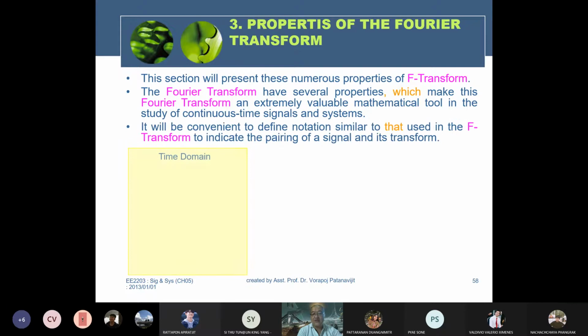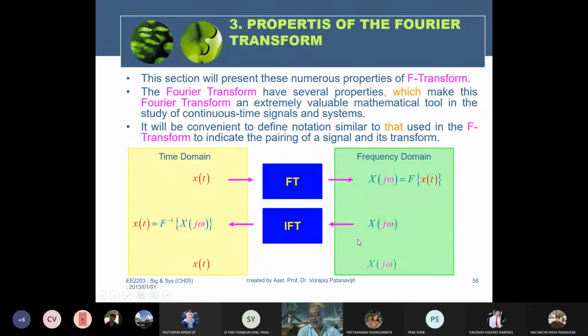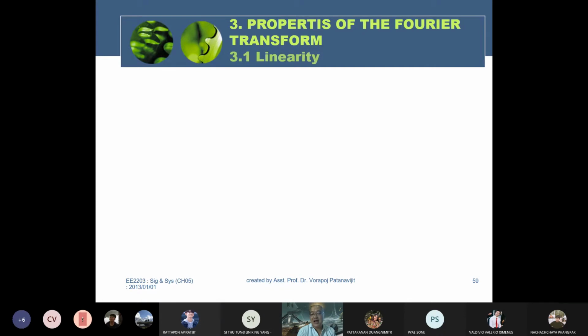It will be convenient to define a notation, similar to that used for the Fourier transform, to indicate the pair of the signal and its transform. For x(t), the Fourier transform is X(jω), or you write it as the Fourier transform of x(t). The inverse Fourier transform, F⁻¹, of X(jω) equals x(t). Therefore, in this case, you can conclude that x(t) and X(jω) are a Fourier transform pair. They have several properties, and the properties can facilitate the problem.